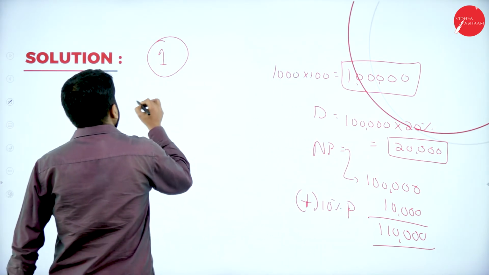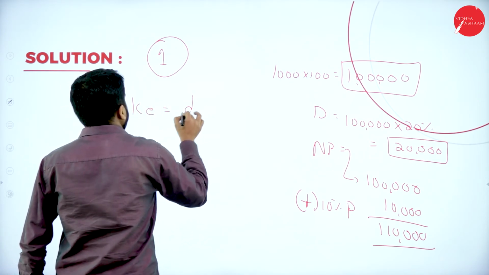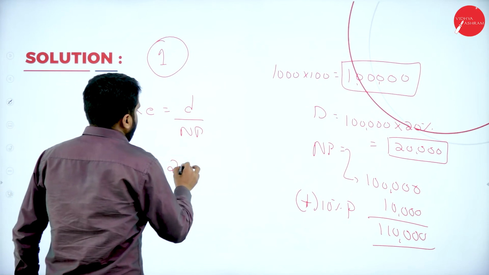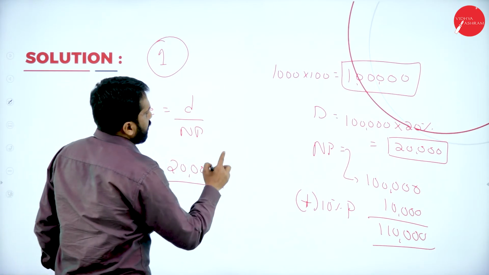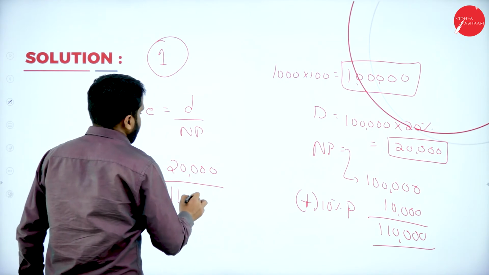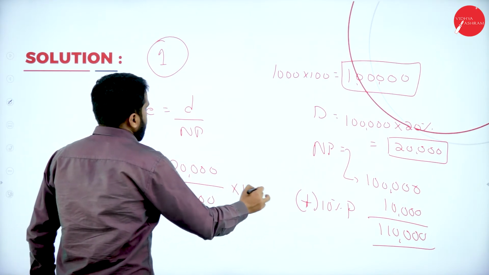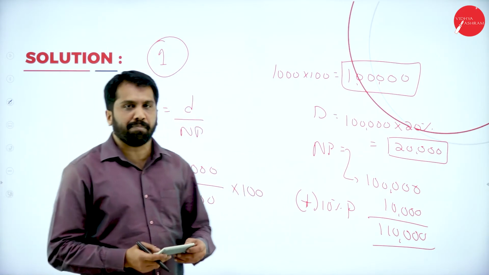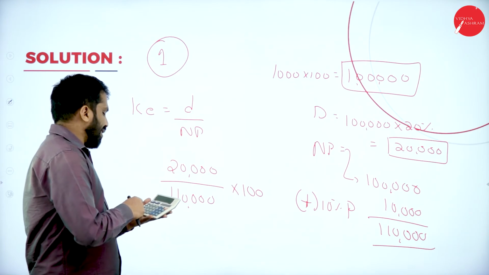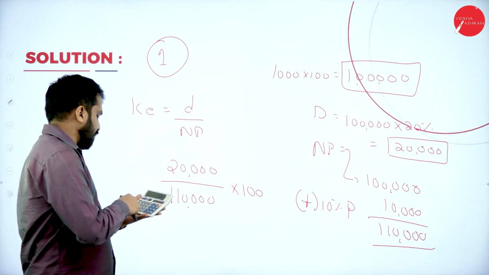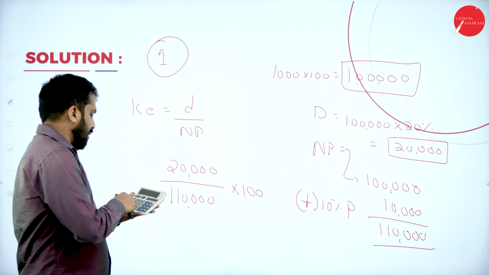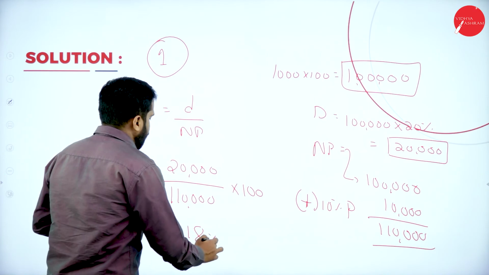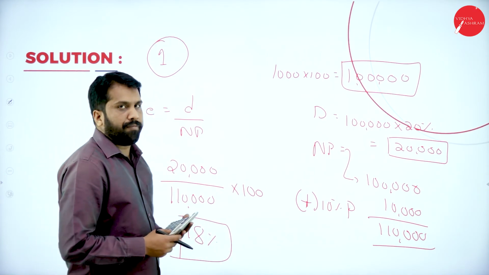What is the formula? Cost of equity is equal to dividend divided by NP. Your dividend is how much? 20,000. NP is how much? Net proceeds 1,10,000. The 100 is common, even though it is not there in the formula, you are supposed to multiply. Now, 20,000 divided by 1,10,000 into 100. So it will be around 18% is your answer. Any doubt? Hopefully, no doubt.